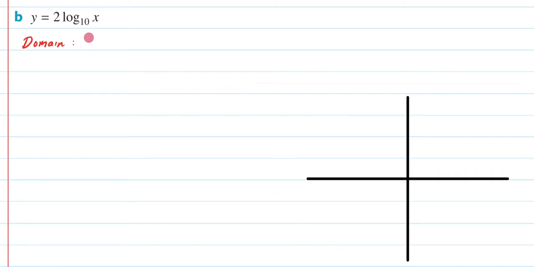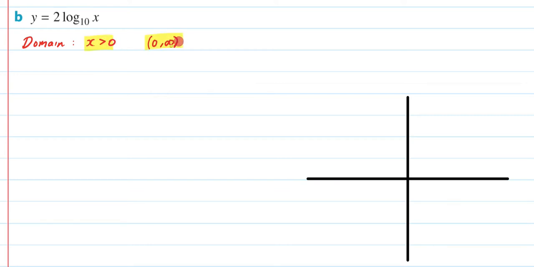So we know that when we're looking at a log graph, my argument here cannot be a negative number and it cannot be 0. So that means x has to be greater than 0. And we're pretty much done now, because there's nothing else to rearrange. Another way you could write this is 0 to infinity. Both of those are acceptable.